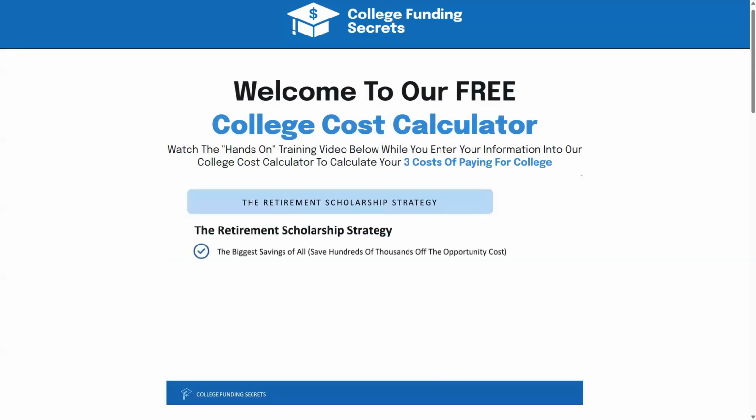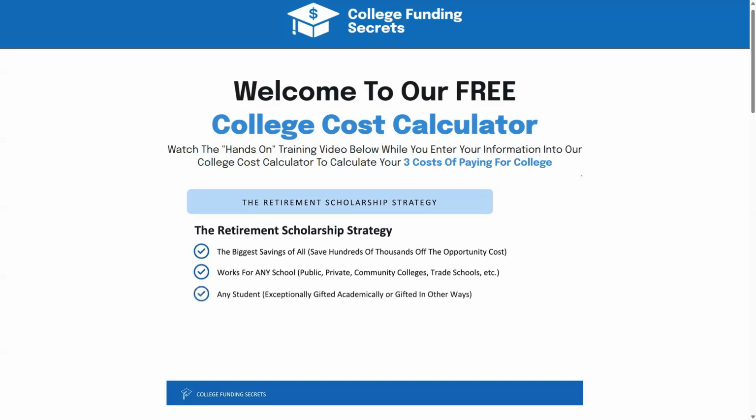It's the biggest savings of all because you can save hundreds of thousands of dollars off the opportunity cost of paying for college. It works for any school. Public schools, private schools, community colleges. Maybe they want to go overseas to school. It doesn't matter. And the best thing about it, any student.